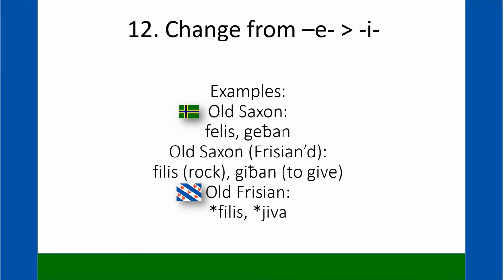So in Old Saxon, we have felis and gevan. In Frisianized Old Saxon, we have filis. And then we have, now this word is interesting because we have the Frisianized influence, and we also have not only just the Frisian influence, but we also have the front vowel being an I. According to Holthausen, this could arguably be pronounced two ways. It could be pronounced as givan or yivan. And then moving on to the Old Frisian proper, I have two reconstructions here. It could be written as filis and yiva.